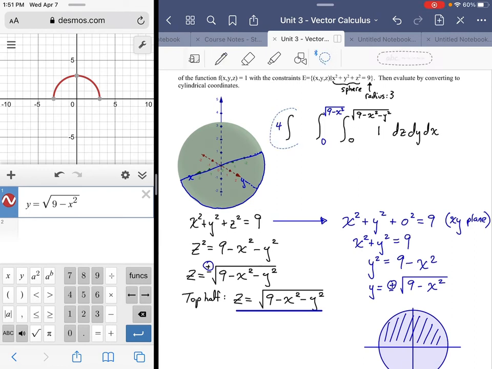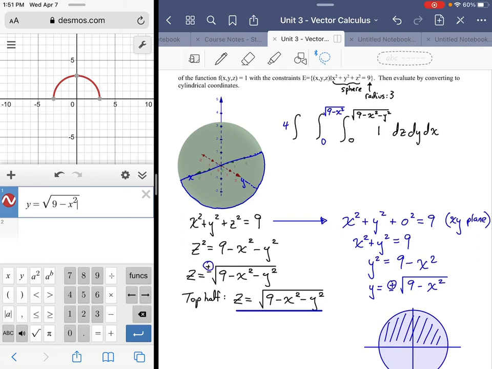All right, we have to quadruple it because the half of a half is going to give you a quarter of what the true volume really is. All right, so then what we need to do is determine the bounds for x.